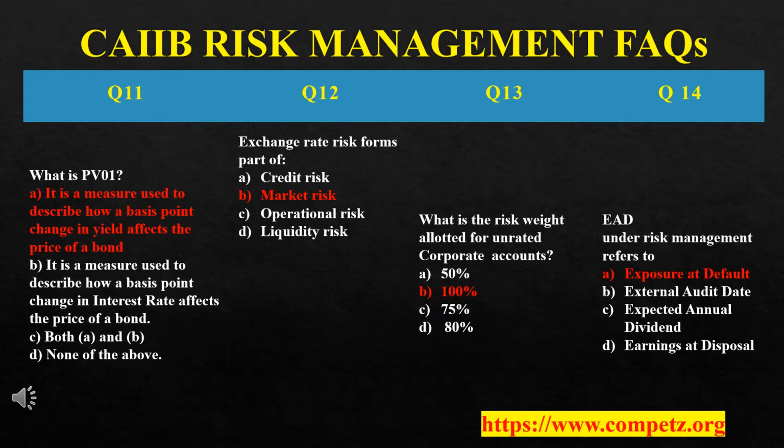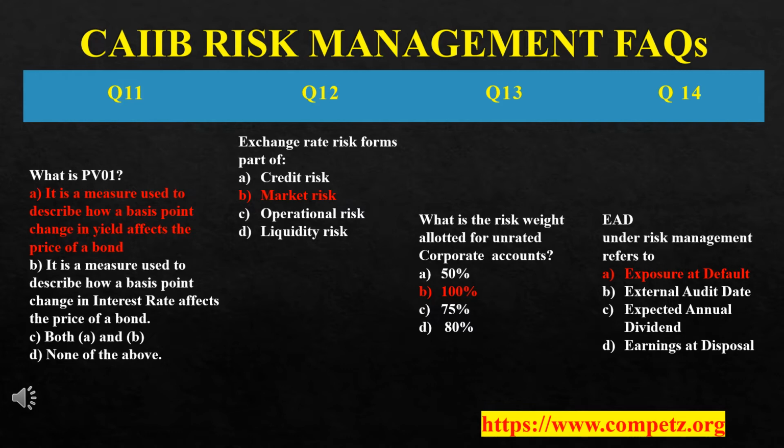Next is exchange rate risk forms dash. Exchange rate risk forms part of which part? Is it credit risk, market risk, operational risk or liquidity risk? Which part is it? Exchange rate risk itself means market risk. It's a part of market risk.